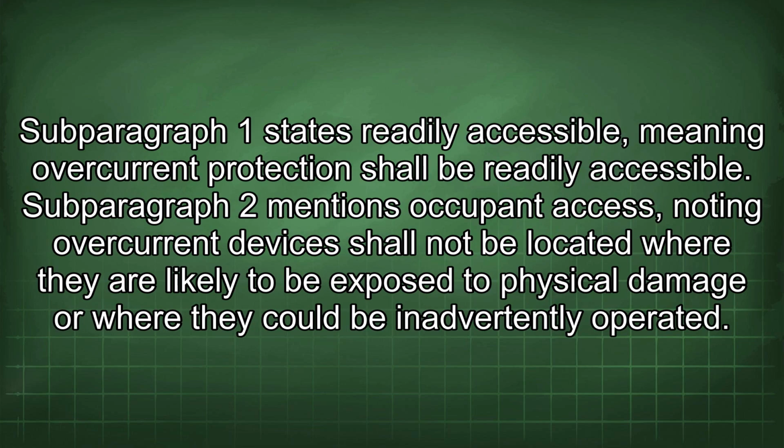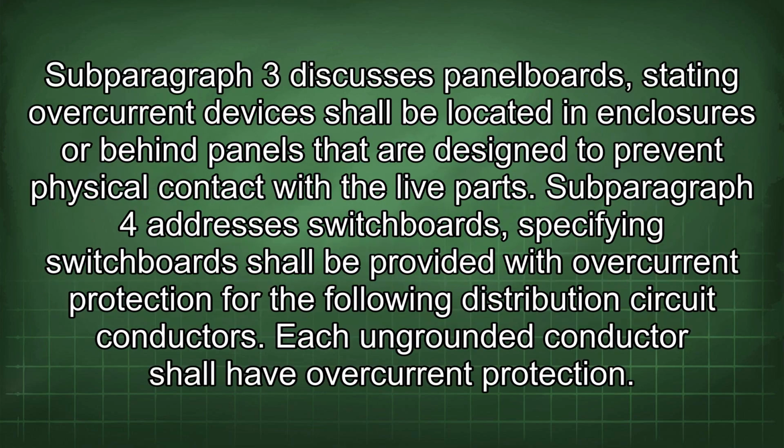Subparagraph 1 states readily accessible, meaning overcurrent protection shall be readily accessible. Subparagraph 2 mentions occupant access, noting overcurrent devices shall not be located where they are likely to be exposed to physical damage or where they could be inadvertently operated. Subparagraph 3 discusses panel boards, stating overcurrent devices shall be located in enclosures or behind panels that are designed to prevent physical contact with the live parts.